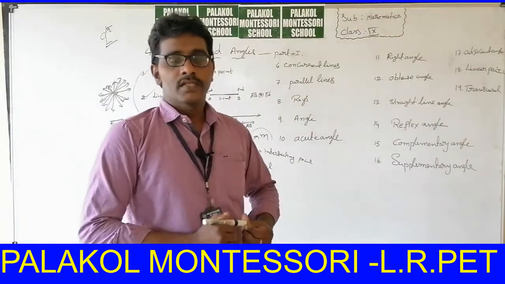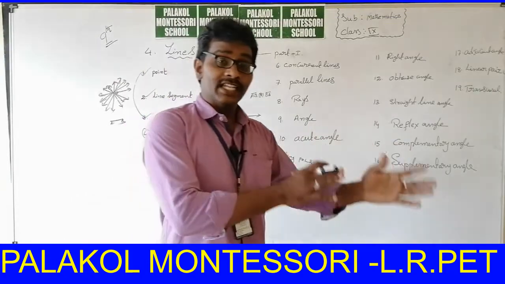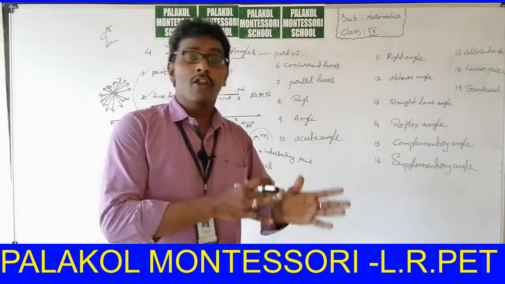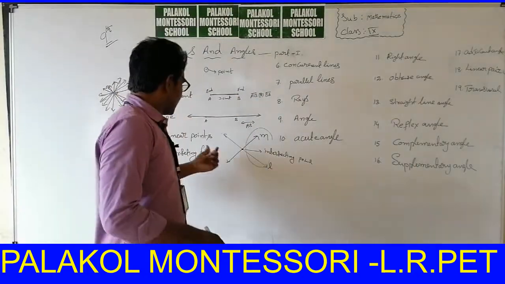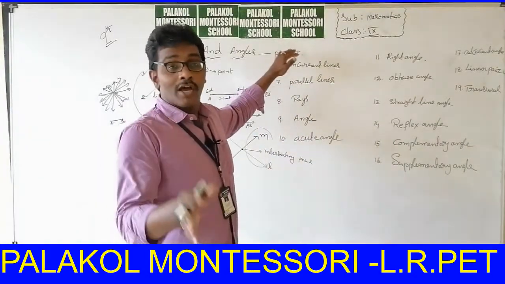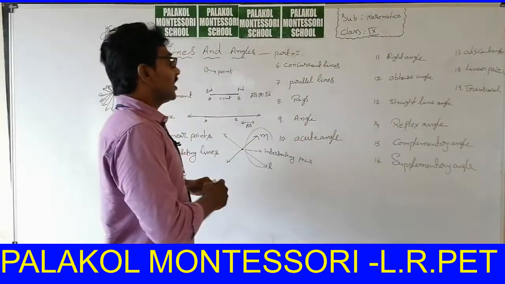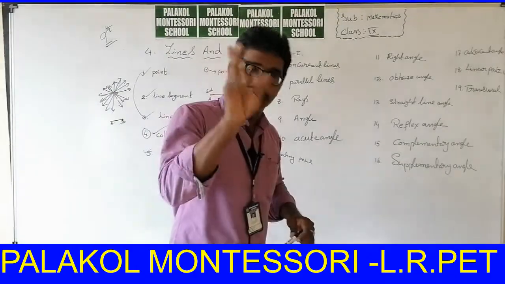Is it clear? So actually, according to your textbook, intersecting lines or non-intersecting lines? Intersecting lines are two types: one is intersecting lines and the other is concurrent lines. Non-intersecting lines are parallel lines. Wait guys, here one more point is perpendicular lines. Perpendicular lines are also intersecting lines.